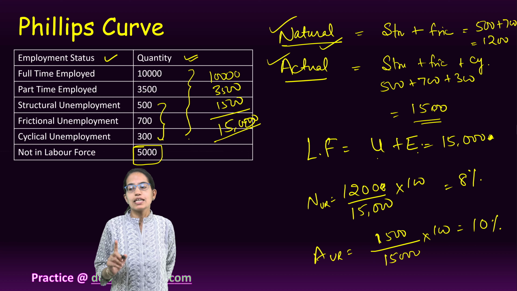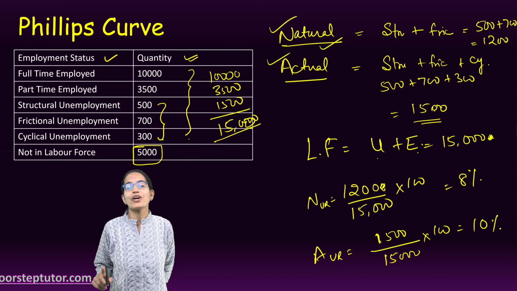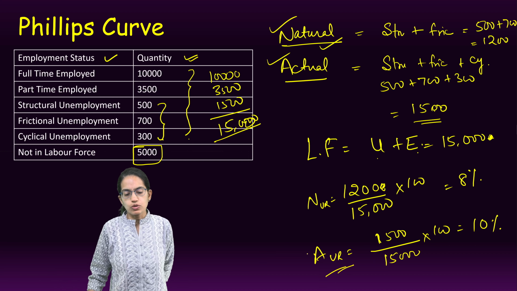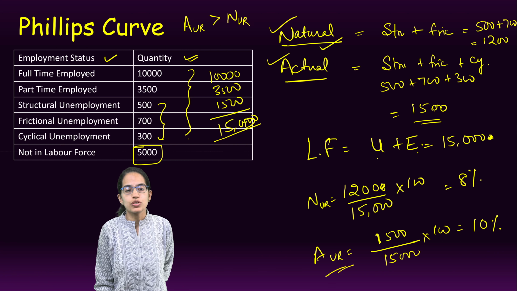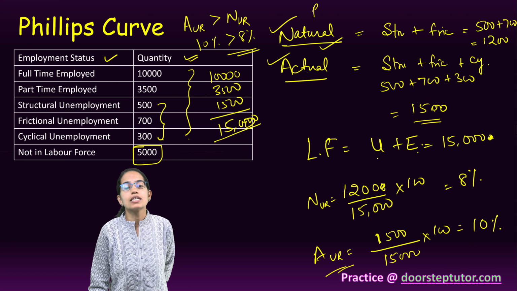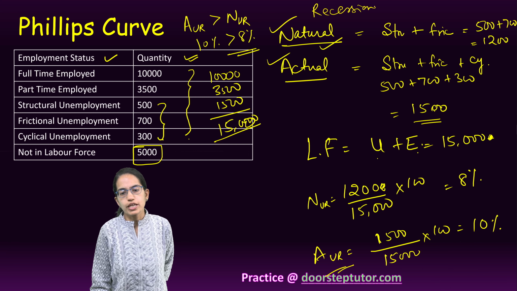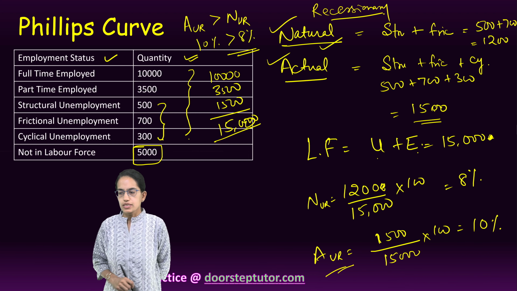Now the next is, is it a recessionary gap or an inflationary gap? Since we know that the actual rate of unemployment is greater than the natural rate of unemployment, 10% more than 8%, this is a recessionary gap. So what kind of gap is it? It is a recessionary gap.